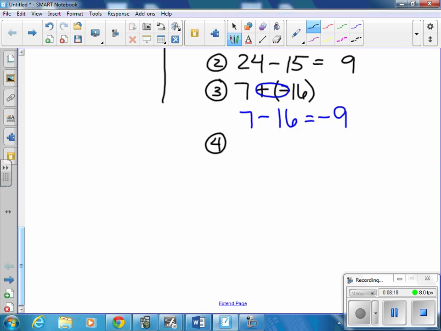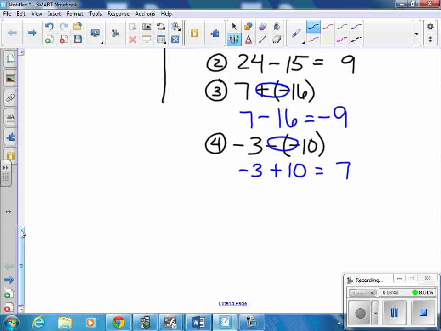Okay, and then the fourth one here would be -3 minus -10. And once again, I do have double signs, so these 2 negatives are going to turn positive. So I rewrite it to say -3 plus 10. Now you can see that I have different signs, a negative and a positive. So I'm going to subtract my numbers. 10 take away 3 is 7, and because 10 is bigger, the 7 is going to stay positive.